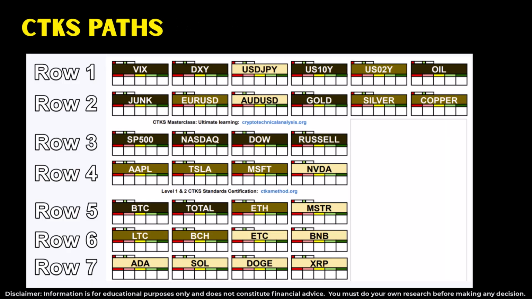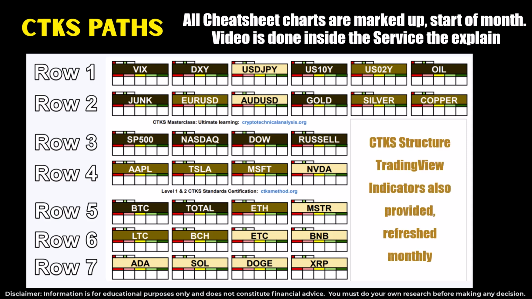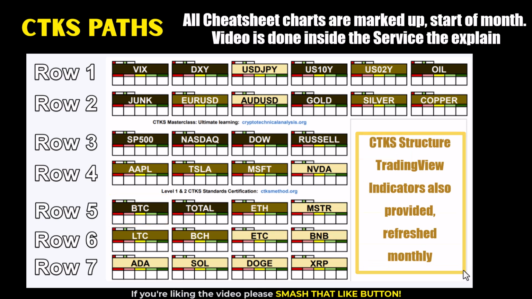Each and every month inside the CTKS Method service, we do CTKS Paths across all of the 7 rows of the cheat sheet, as well as release TradingView indicators with the structure. That's what I share each and every day inside the channel. For example, when I talk about Bitcoin structural levels, I'm talking about the Bitcoin structural indicator from the service. This is where it comes from.